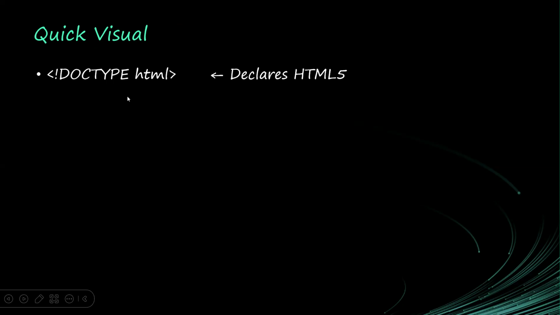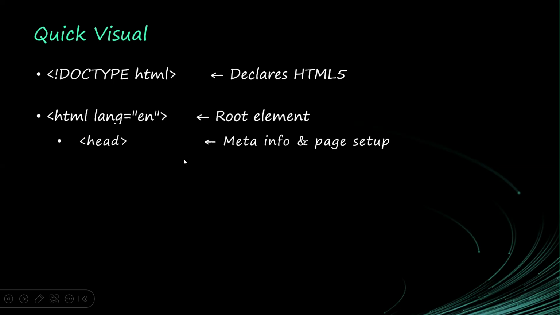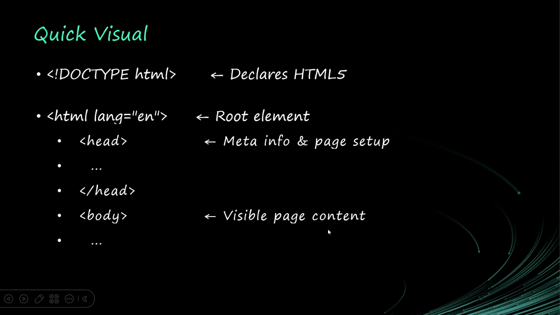The document type declaration declares that this is HTML5. The HTML element is the root element, and it will have the head and the body. The head will contain meta information and page setup. Then the body is the visible page content. So this is the structure of your HTML. It starts with the doctype declaration, then the HTML opening tag and closing tag. Inside it, you have the head, with its opening tag and closing tag, and the metadata content will be inside.